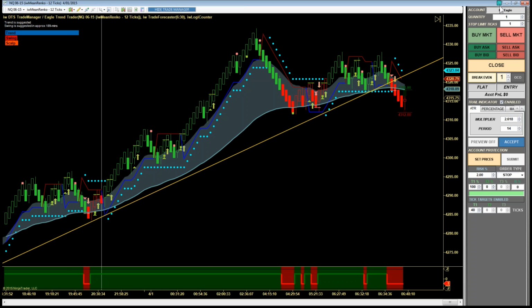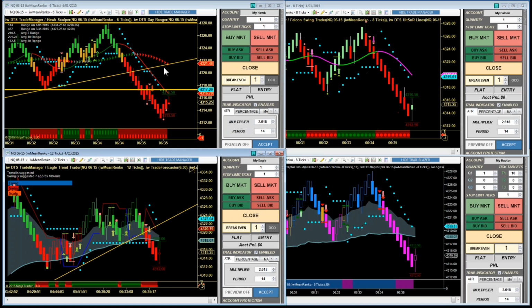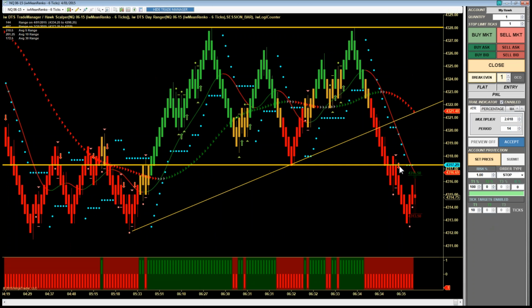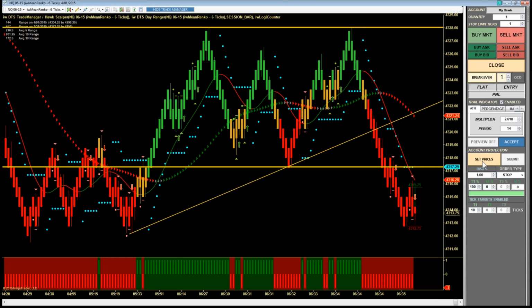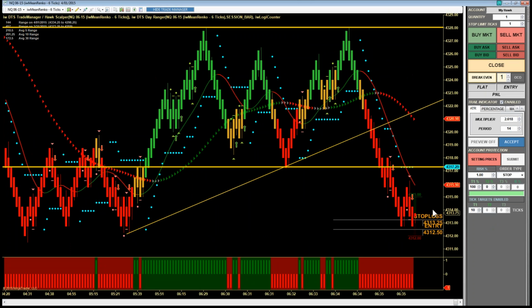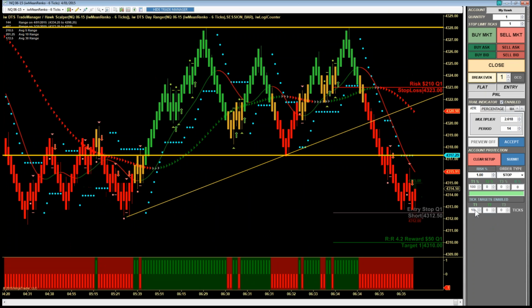Let's see if we can't get a signal opportunity. Oh, we had one right here. While I was showing you that, here in the Hawk, we had our first micro-macro crossover signal. I'm going to throw in an order just down here, see if I can cover it up there.